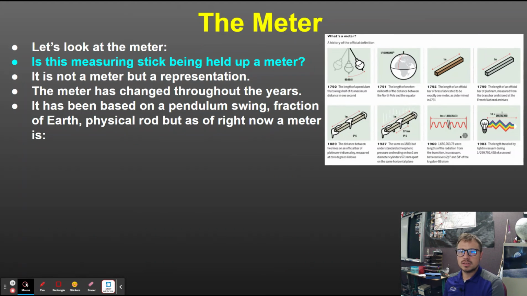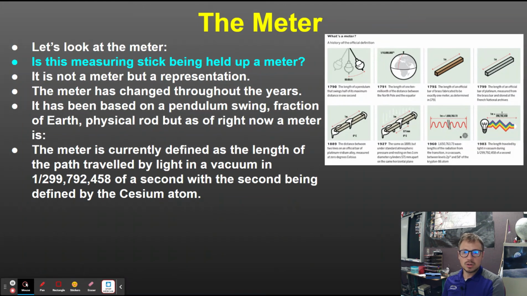Now, it has changed throughout the years. It's been based on the pendulum swing, and on a fraction of the Earth's, like it used to be 1/10 millionth of the distance from the equator to the North Pole. Then they switched to a physical rod in a place, and they did it at different temperatures, different materials, so they could get, hey, this is exactly a meter. But now the meter is currently defined as the length of the path traveled by light in a vacuum in 1/299,792,458th of a second, with the second being defined by the cesium atom.